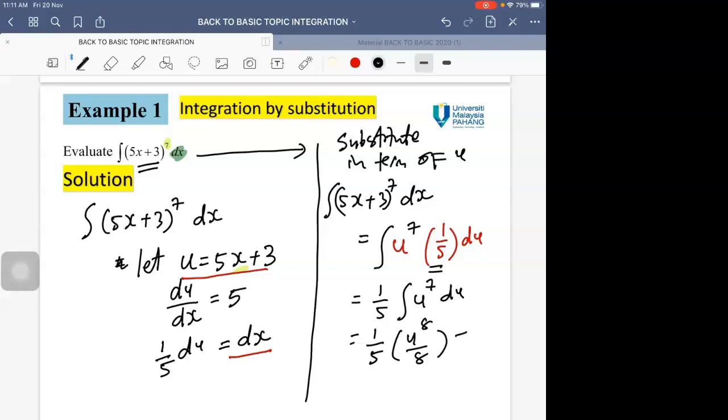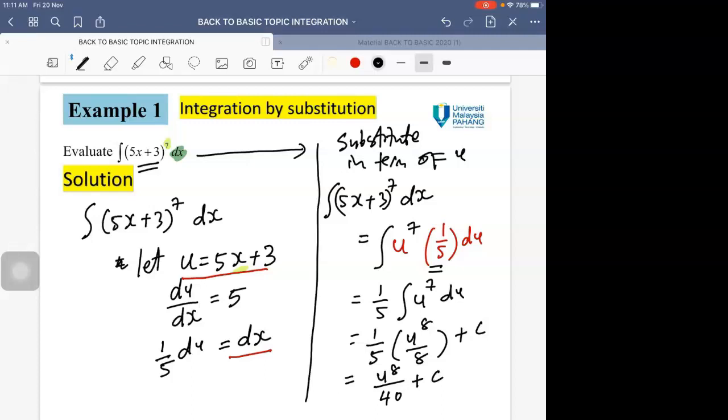Okay, don't forget your C because this is also an indefinite integral. We don't have limits. So if I multiply, I should get u power 8 over 40 plus C. Is this our solution? Should we stop here or do we need to substitute back? Substitute back. Okay, you need to substitute back.